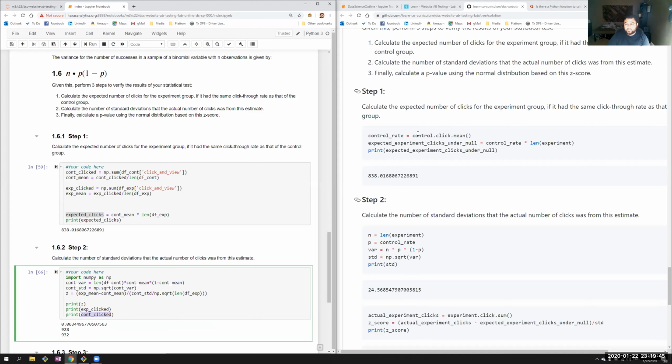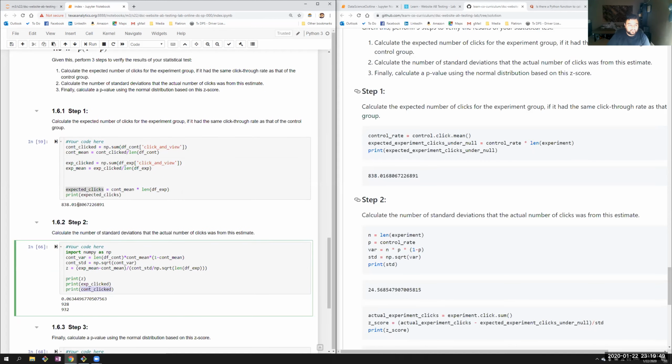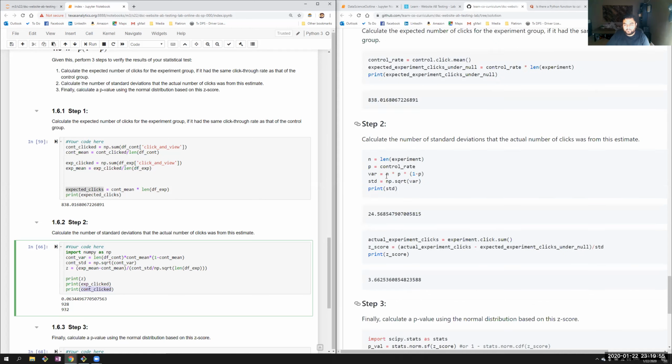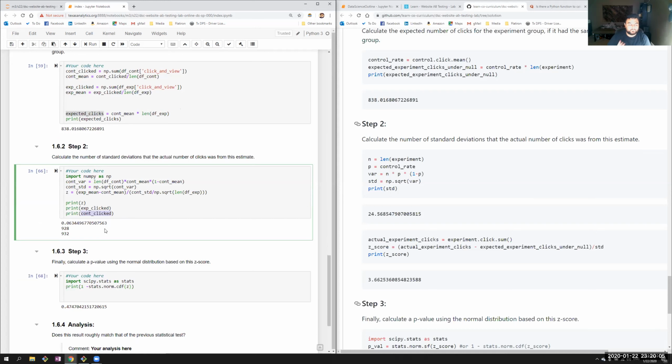Okay. Calculate the number of expected clicks for the experimental group. Let's see, 838, 838. So I was right there as well. I love being right. It's so fun. Super arrogant, I know. Calculate the number of standard deviations that the actual number of clicks was from this estimate. Here I messed up.